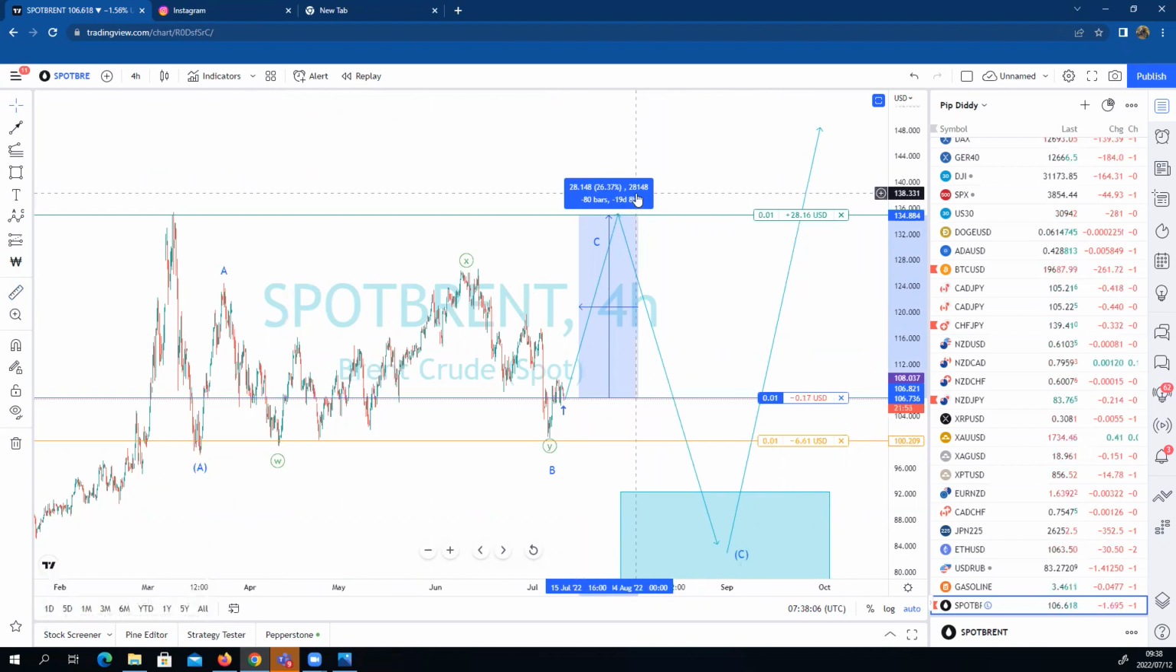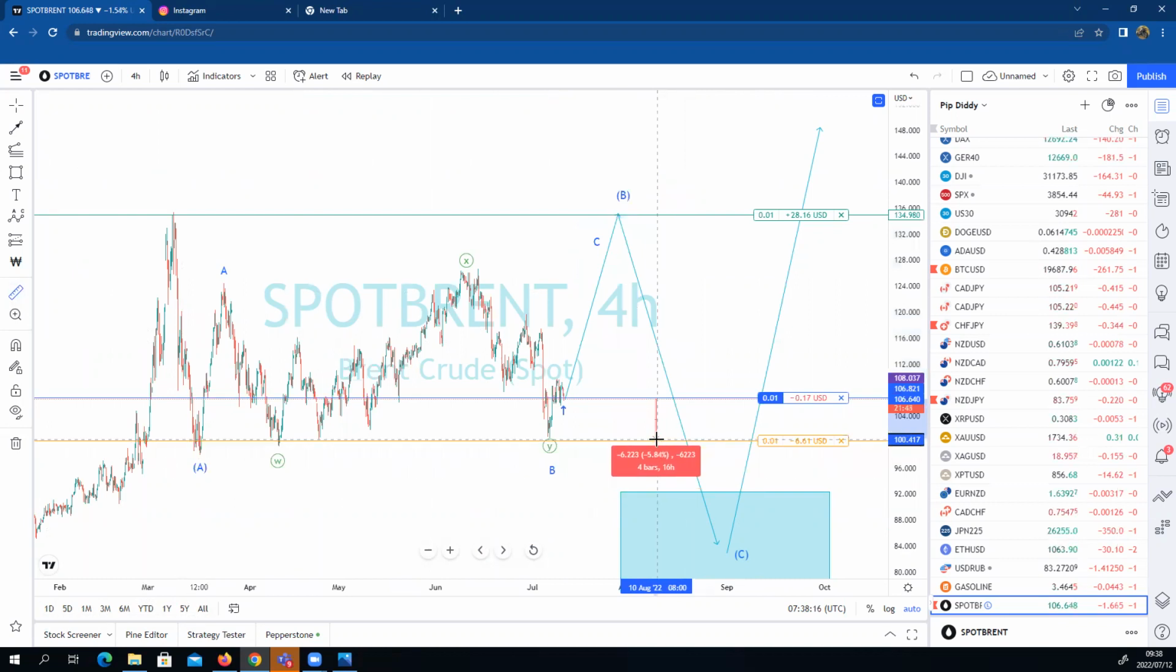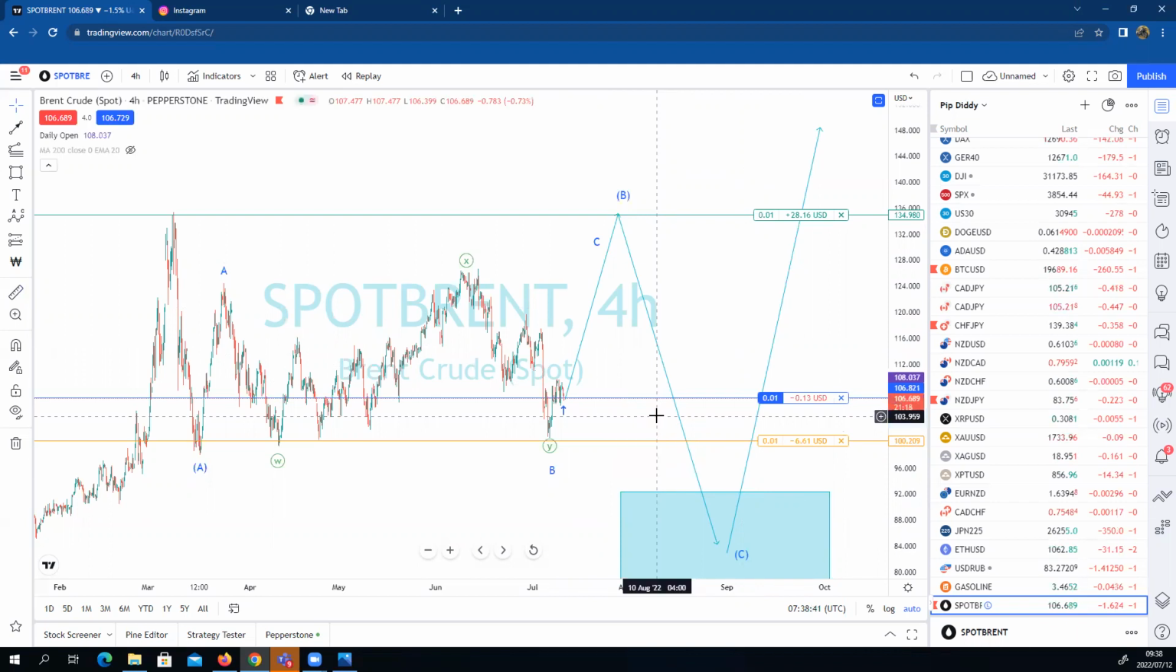That's 28,148 points to the upside. And as for our stop loss, the stop loss is just 6,319 points. So you can see that this is a low risk trade with a potential of a lot of gains. Okay, this is more or less like a 1:4. The risk to reward is above 1:4. So that is a good trade.